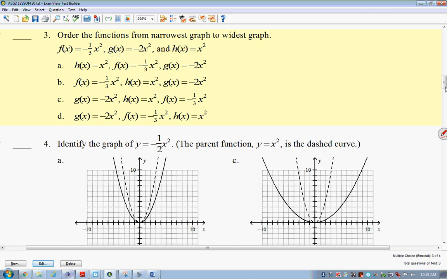Okay, 4, not letting me do anything here.